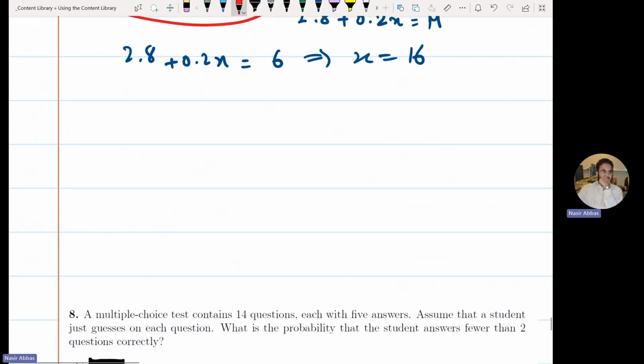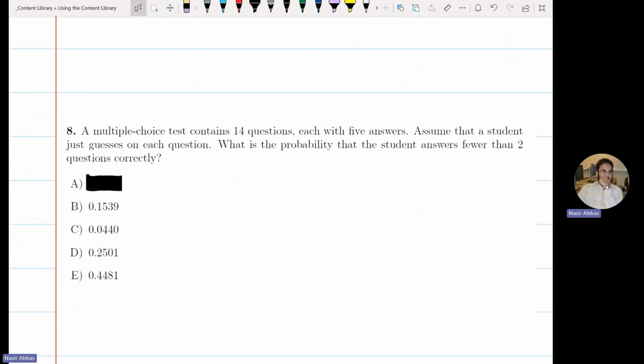Let me have 7 minutes. Let me rush. A multiple choice test contains 14 questions. Which test is this one? This is your major one. It will have 14 questions. Each question contains how many possible answers? Assume that a student guesses. Assume that the student just guesses all of them. What is the probability that the student will get less than 2 answers correct?